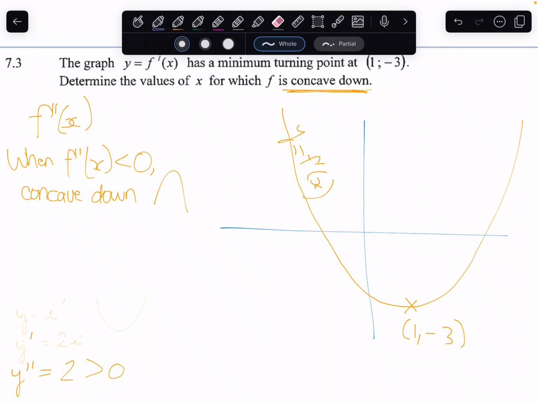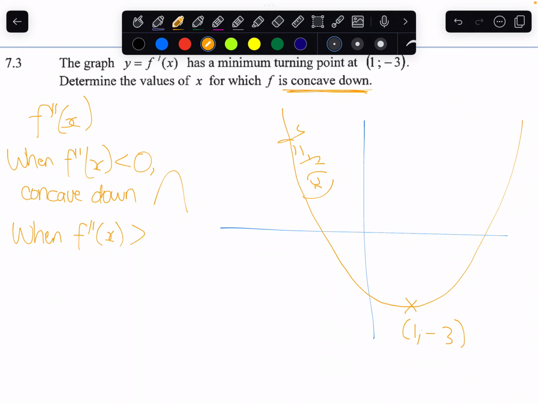If the second derivative is smaller than 0, if it's negative, then the graph is concave down. And then similarly, when f double prime is positive, then the graph is concave up. Okay, right. So in this case, we have been told about the graph of f prime x. So in order to figure out what's happening with f double prime, we're going to have to look at the first derivative of f prime, right? Because the first derivative of f prime is f double prime.